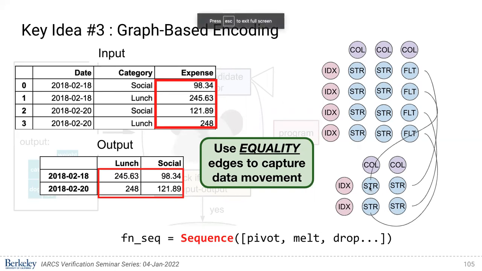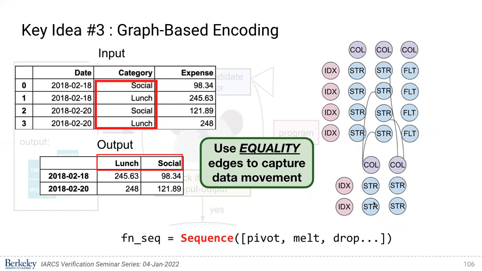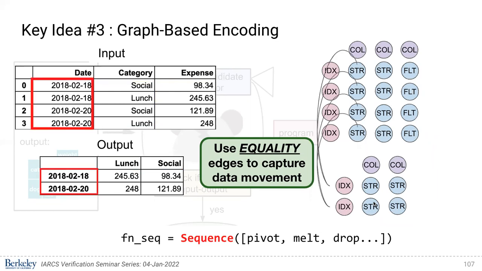Sorry, I think there's a typo here. Instead of string, there should be float. So just keep that in mind. Sorry about that. But in this case, since all the values in the expense columns appear in this 2D grid over here, we have equality edges that are shown here. Similarly, for the category column and the lunch social column, because the values match exactly, we just establish edges. Similarly, for the date column, we just match the values exactly and capture that relationship.